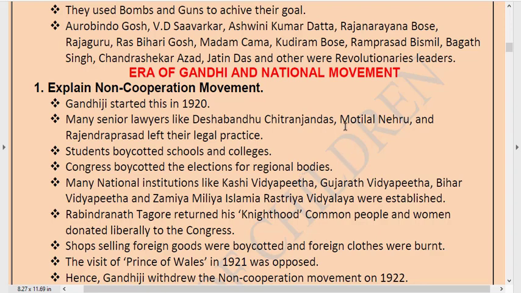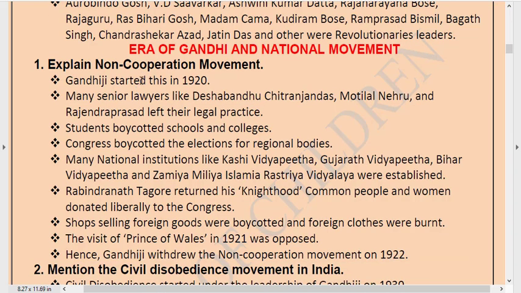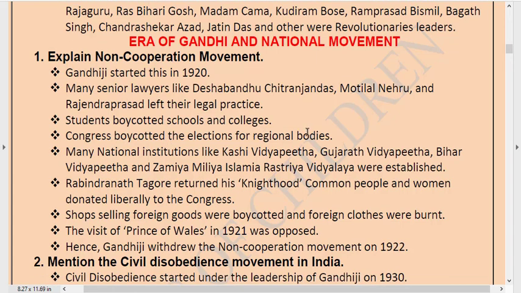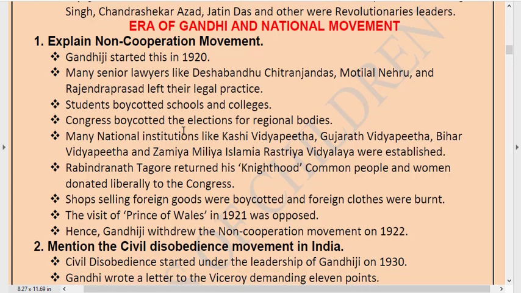Era of Gandhi and national movement. Explain the non-cooperation movement. Gandhiji started this in 1920. Many senior lawyers like Deshabandhu Chittaranjan Das, Motilal Nehru and Rajendra Prasad left their legal practice. Students boycotted schools and colleges. Congress boycotted the elections for regional bodies.